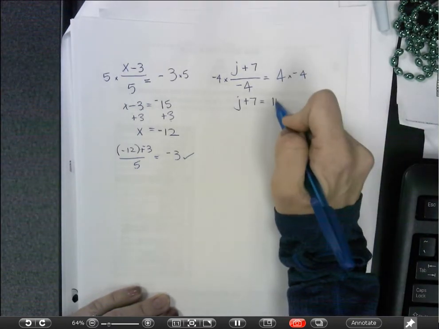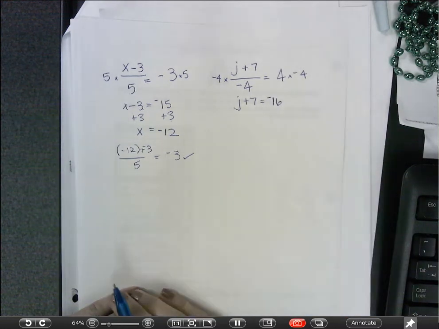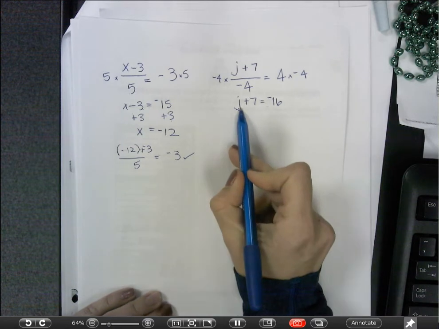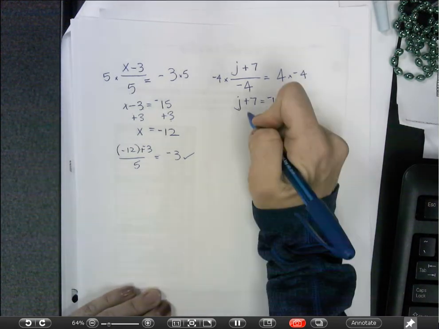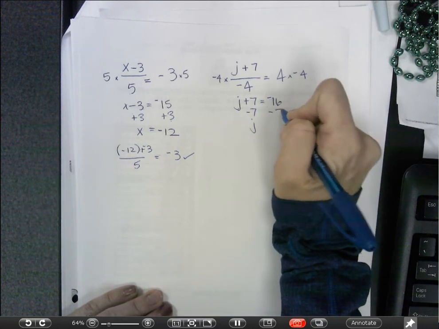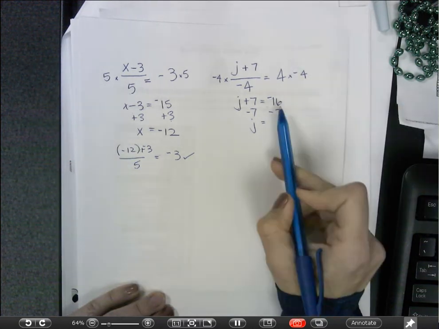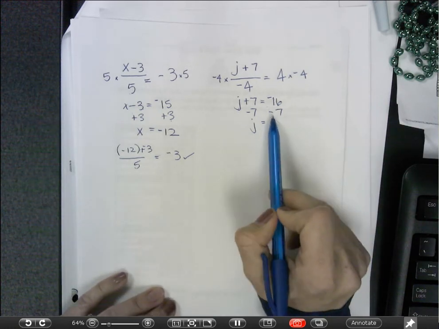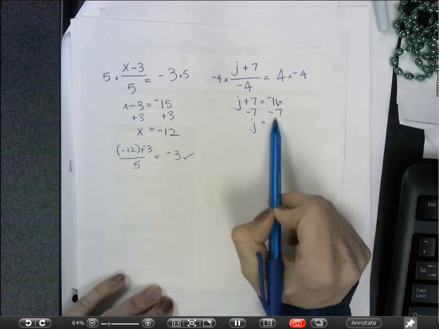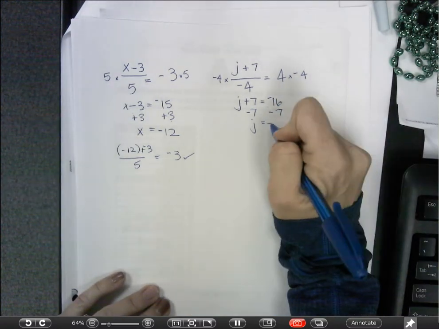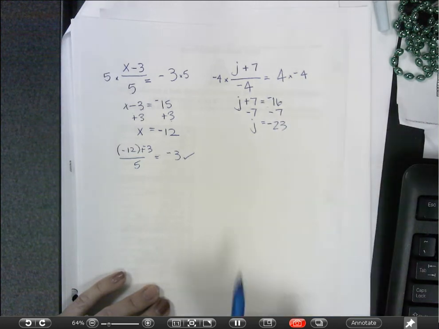4 times 4 is 16, and then that's going to be a negative. All right, now I've got a one-step equation. So I have j plus 7. I want to do the opposite of that to isolate that variable. I'm going to do the opposite on both sides. Now, this is where a lot of us seem to get confused. I have a negative 16, and I'm adding a negative 7 onto it. So negative 16 and negative 7 together are negative 23.